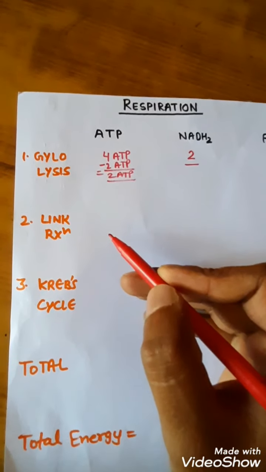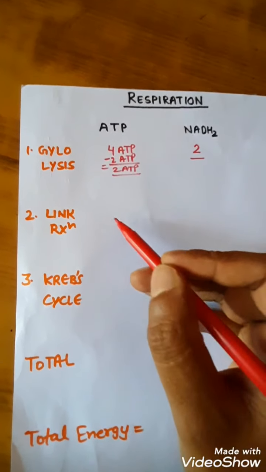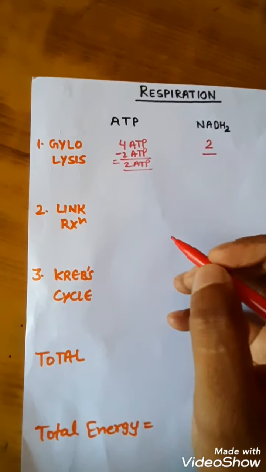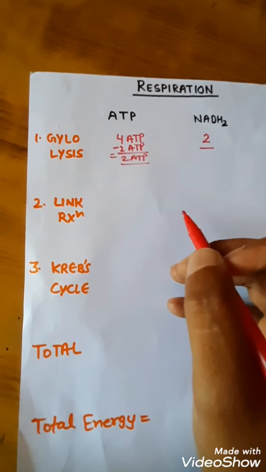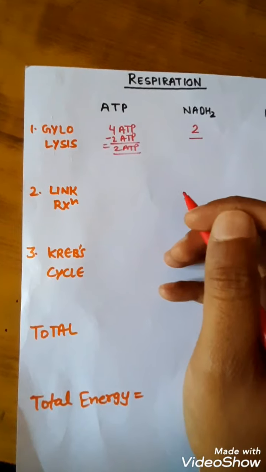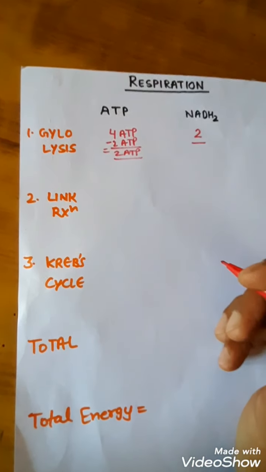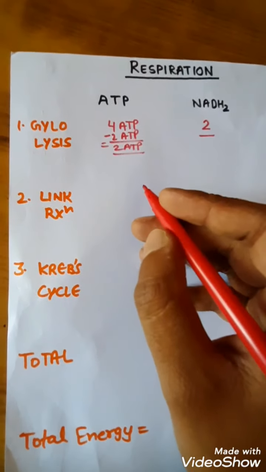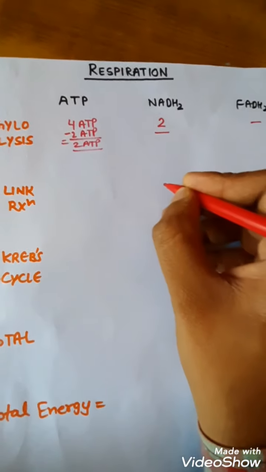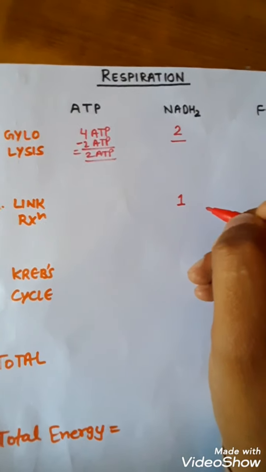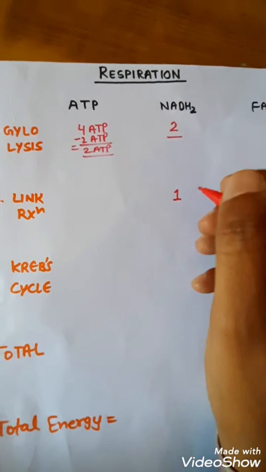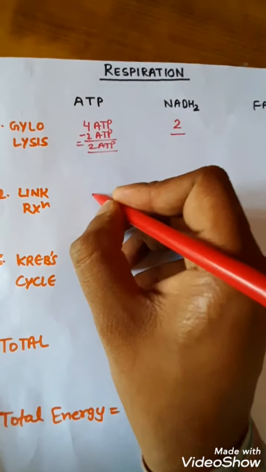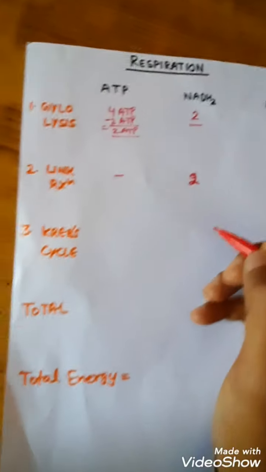Link reaction is the link between cytoplasm and the matrix of the mitochondria. The pyruvic acid that is being produced after the glycolysis enters into the matrix of the mitochondria, where it is decarboxylated to form the acetyl-CoA. The acetyl-CoA undergoes the Krebs cycle. So whenever the pyruvic acid changes into acetyl-CoA, it will also generate one NADH2. And we know there are two pyruvic acid from the one glucose molecule. So there will be a total of 2 NADH2 generation in the link reaction. There is no ATP produced and no FADH2 produced.